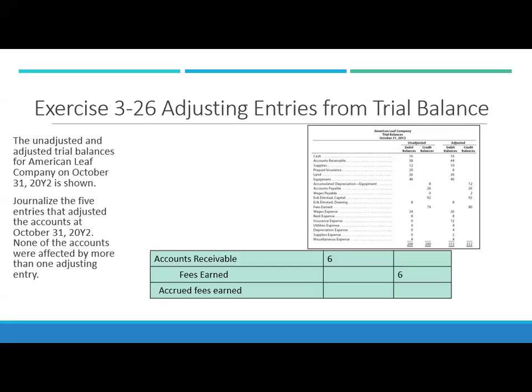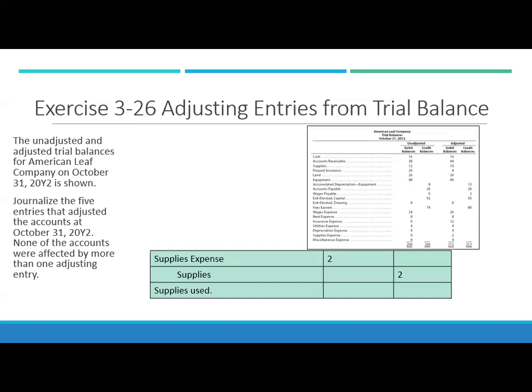So we know we can infer from the change in the trial balance from the unadjusted to the adjusted that there was an accounts receivable adjusting entry, debit 6, credit 6 to fees earned. And then supplies expense, right? We see supplies reduced by 2, and then supplies expense increased by 2. We can see that insurance expense increased from 0 to 12 and prepaid insurance decreased from 20 to 8. So we know that this was the journal entry that occurred.